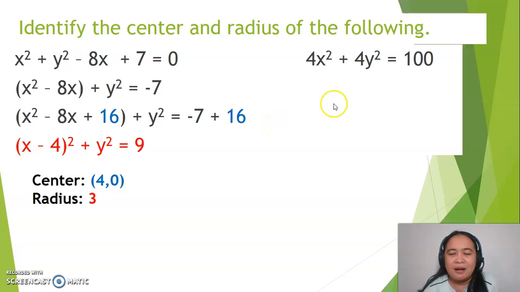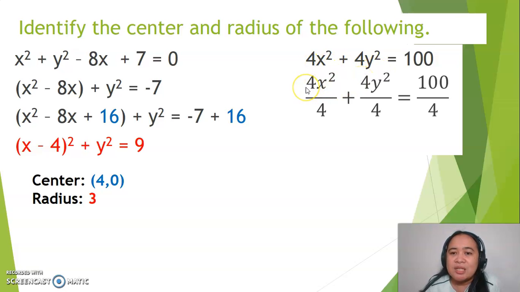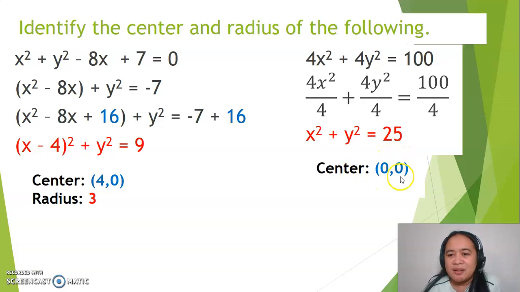Another example. Now, at this point, there is already a coefficient of x squared, which is 4. So we have to cancel or eliminate the coefficients of x squared and y squared. To do that, we will divide the entire equation by 4. With that, we will end up with x squared, we can cancel this, it's y squared, and 100 divided by 4, we will end up with 25. So at this point, we can identify the center, which is 0, 0, and of course the radius is 5.